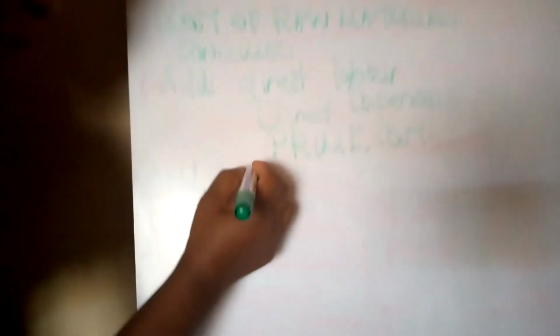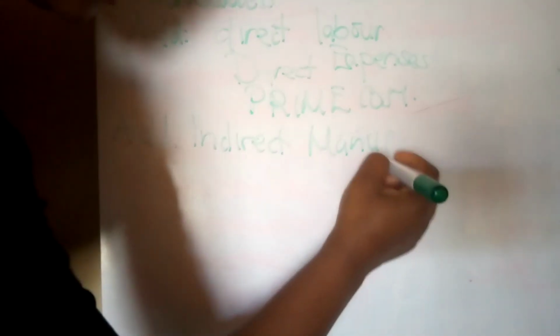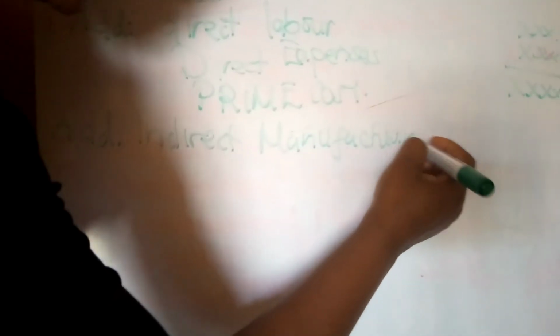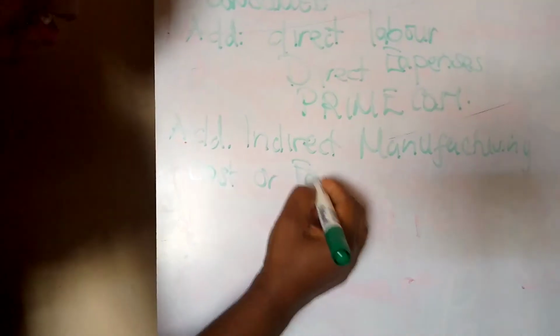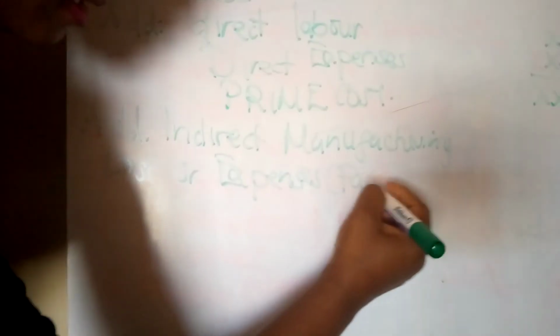Now, once we have determined the prime cost, the next component we need to determine is the factory cost of production. And in our factory cost of production, we take into consideration all the indirect manufacturing costs or expenses. In other words, this is also known as factory overheads.